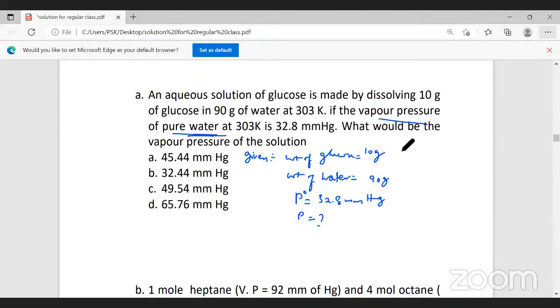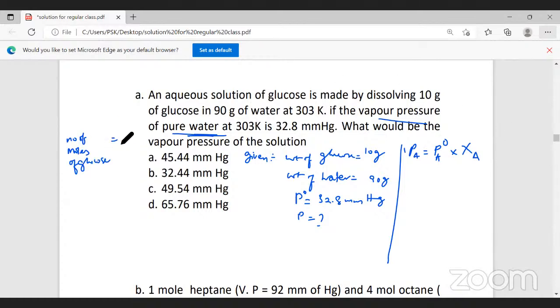Now, in order to understand this, we know the formula. Vapor pressure of a particular component, the partial vapor pressure of a particular component, is equal to vapor pressure of that component in pure state times mole fraction of that component. Now, they're asking what is the vapor pressure of the solution. So we need to know how to calculate number of moles of glucose.